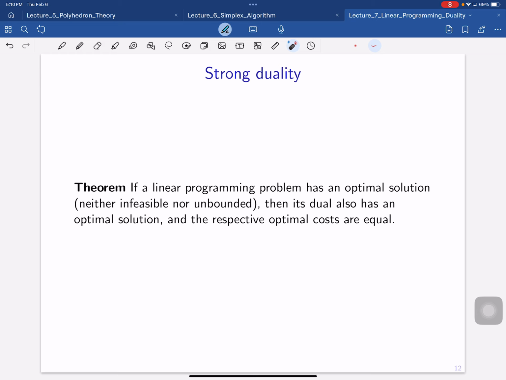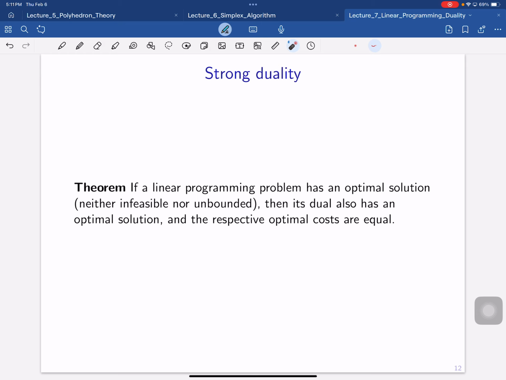So the theorem says the following: if a linear program has an optimal solution, and when we say a problem has an optimal solution, usually we mean it's neither infeasible nor unbounded, just a finite optimal solution, then its dual also has an optimal solution, and the respective optimal costs are equal. The other way is also true, because the dual of the dual is the primal itself. If the dual has a finite optimal solution, then you can show that the primal also has a finite optimal solution, and the gap is 0.